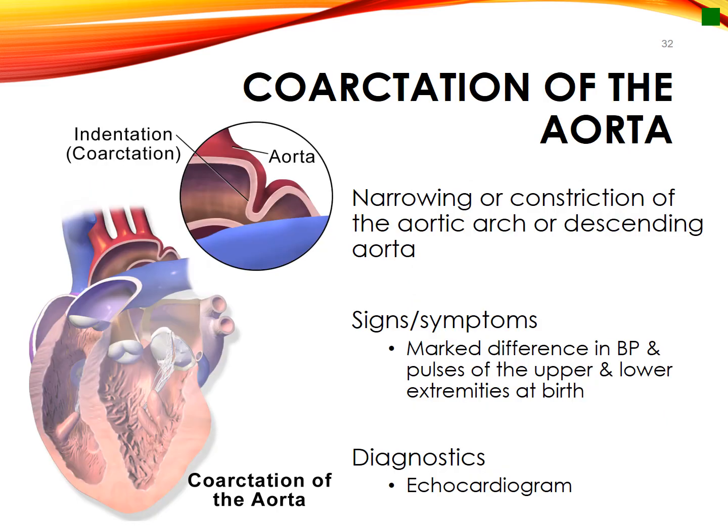Coarctation of the aorta is a narrowing or constriction of the aortic arch or descending aorta. So you can see in this picture here how there's that constriction right there in the aorta. If you think about where these blood vessels go, they go to your arms and your brain.